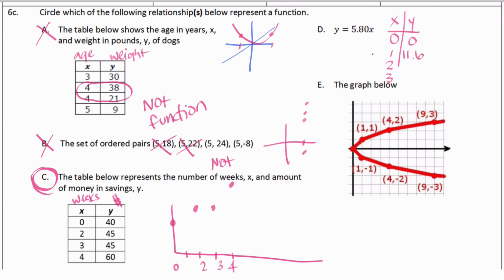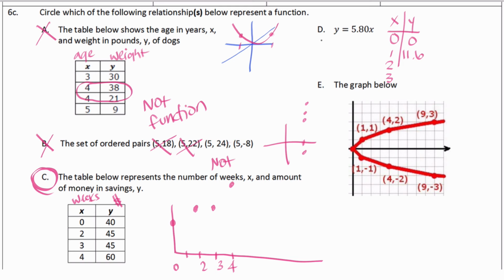Notice every single time, as my x's increase, my y's also increase. So that means there's no possible way I could put in an x value and get 2 different y values, because that number multiplied by 5.8 is always going to be that same number. So I'm not going to get 2 different outputs for an input here. So this is a function.